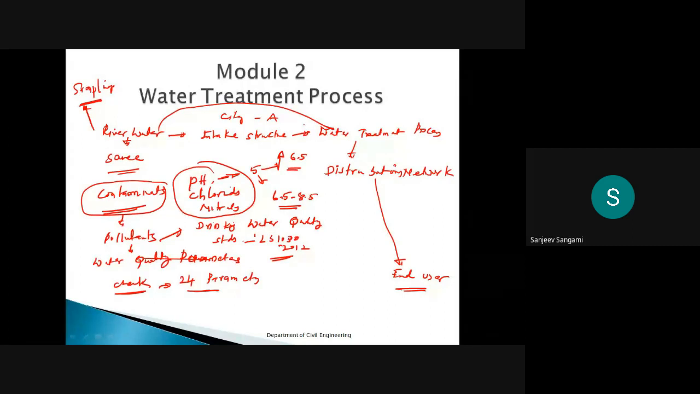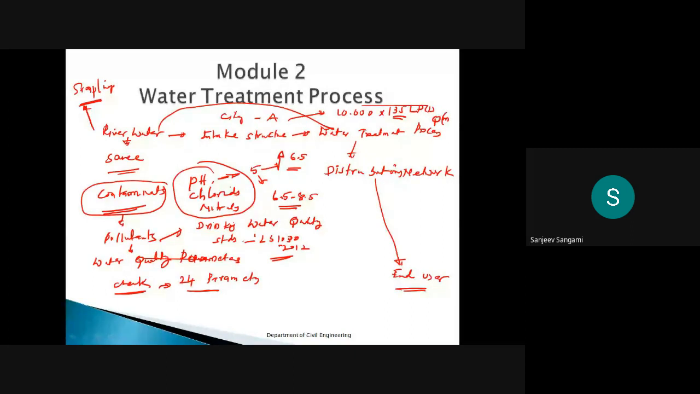Okay, river water is there. City A, we have to supply it. So how many members are there in the city? Again, we have to calculate and design it. That we already did in the first module. Assume that we have 10,000 people, then multiply by 135 LPCD. Per person, 135 liters per capita per day is required. So multiply it. That much quantity of water you have to supply.